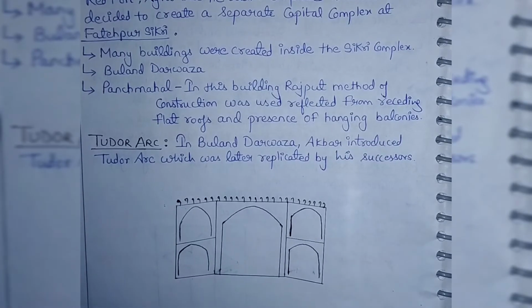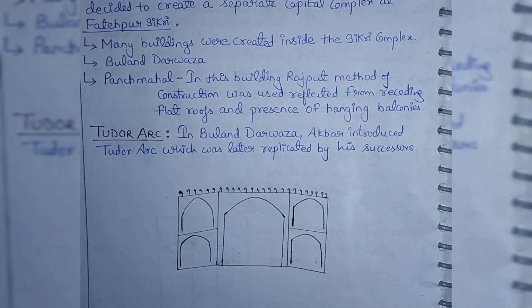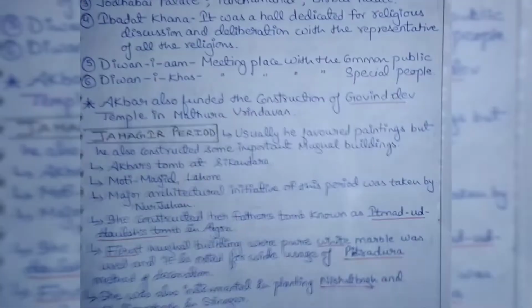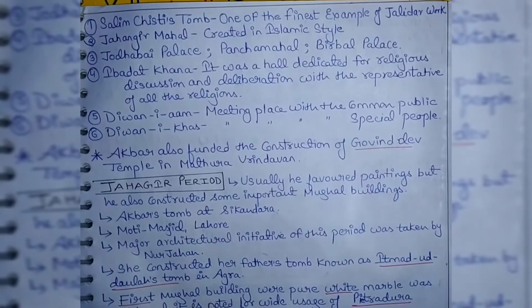Next we'll talk about the Tudor arc. So what is the Tudor arc? You can see in the diagram, this is the Tudor arc. In Buland Darwaza, Akbar introduced the Tudor arc, which was later replicated by his successors. So we will see some of the structures which were made during his reign.